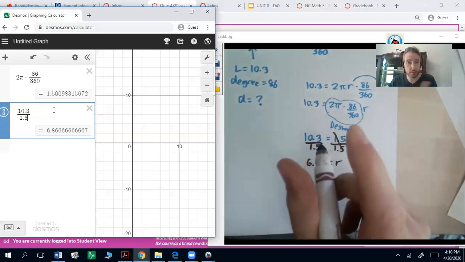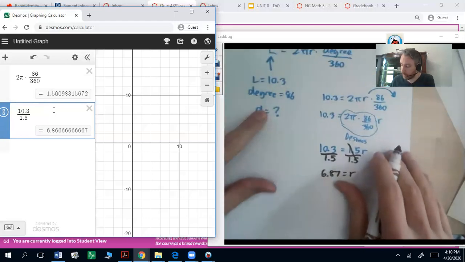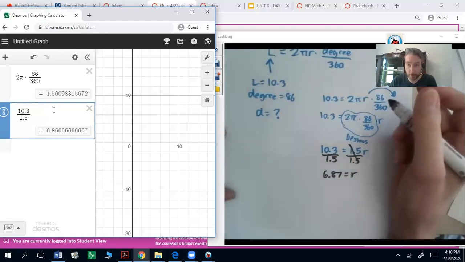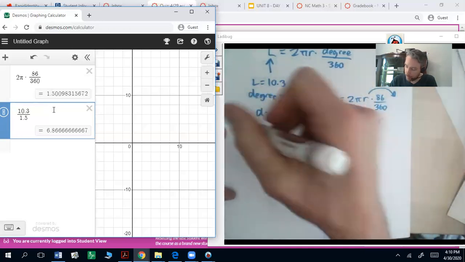Oh, but that's not your answer, right? Because it wants to know the diameter. That's the radius. I almost put 6.87 in the answer. See, I can mess up too. I'm a human being. You might not think that.